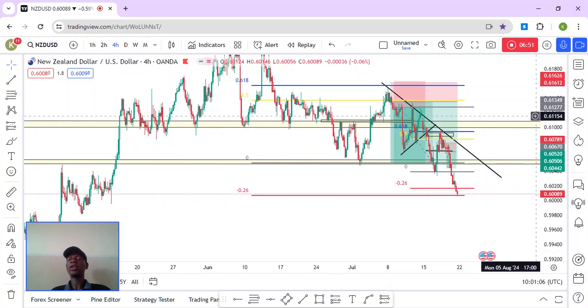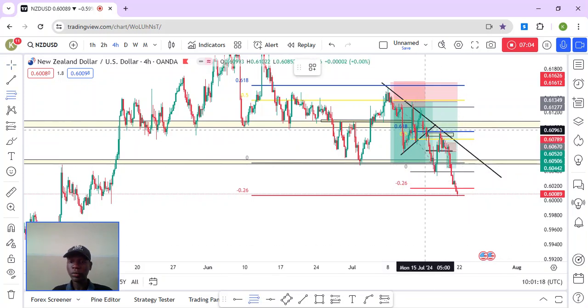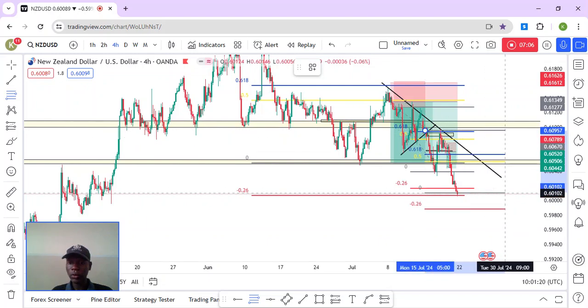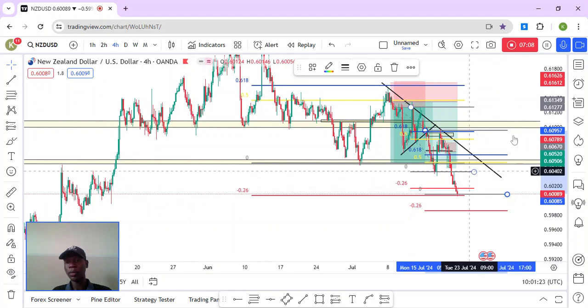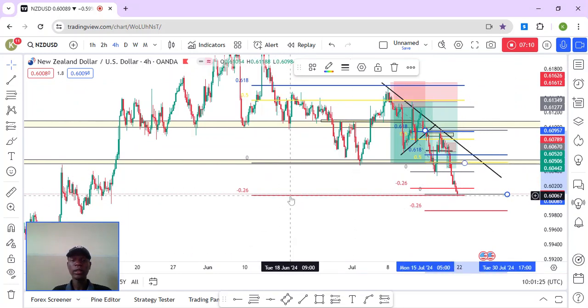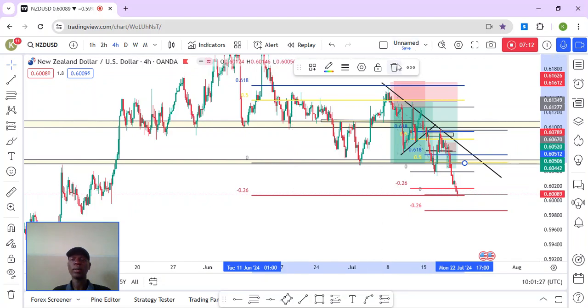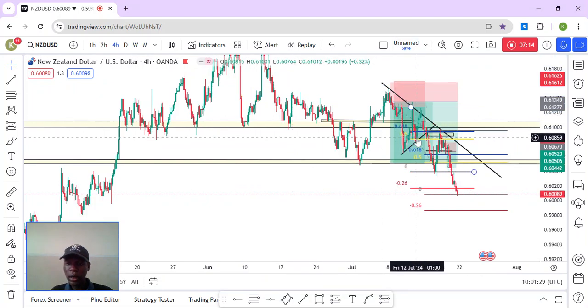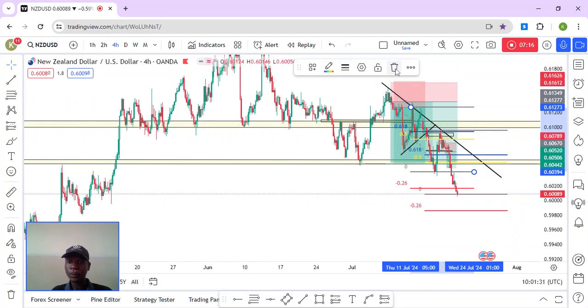So the psychological level 0.6050, which also serves as a support level that was broken. So we'll just wait for the market to come there. And if I use my Fibonacci level from swing low to swing high, you guys can see that it is right on 0.50. Let me just delete some things because I don't like to have too much on my chart.